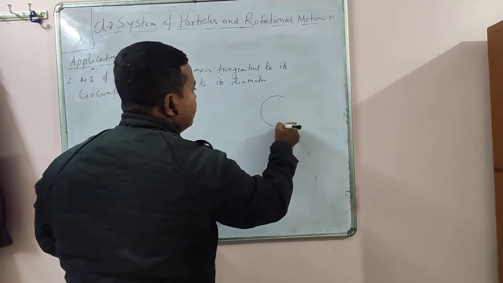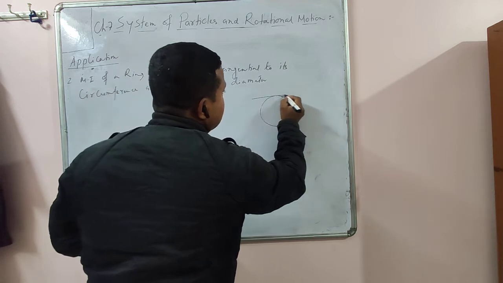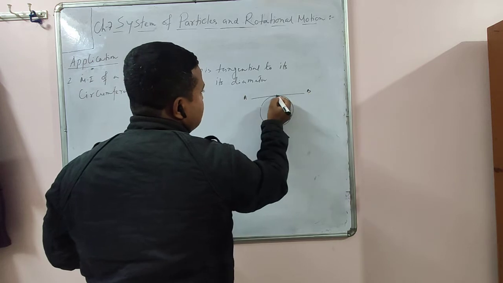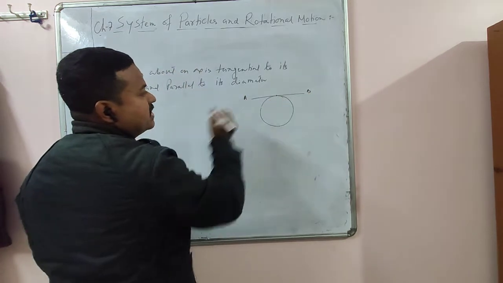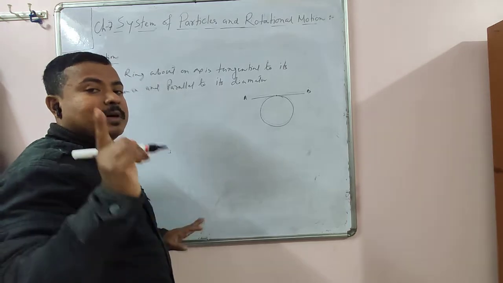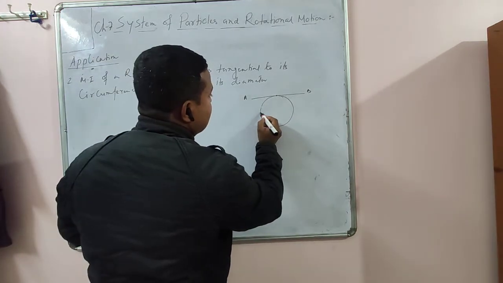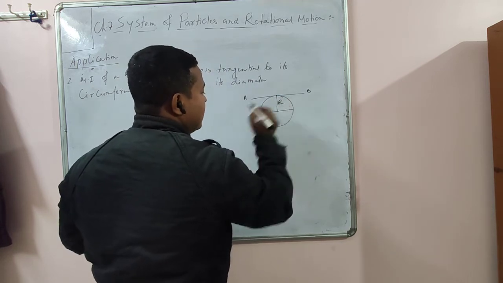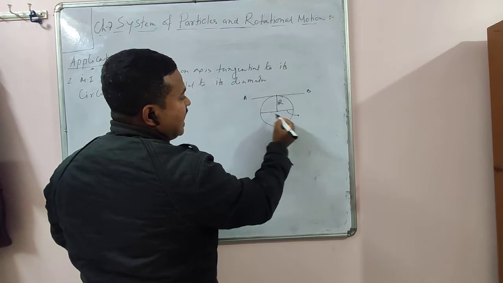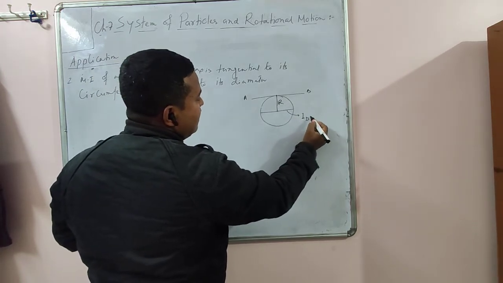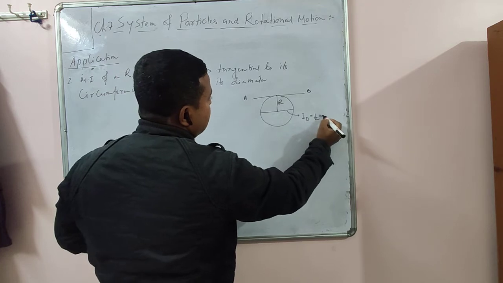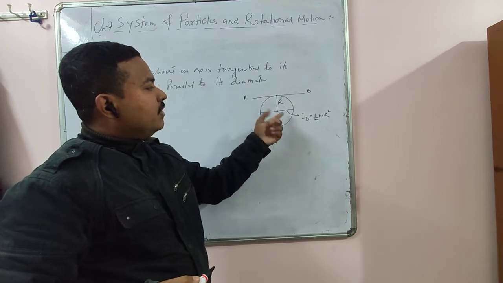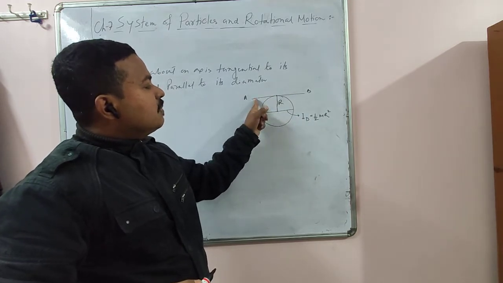Now this is the ring, suppose, and the axis is like that. This is the axis, tangential to the circumference, suppose axis AB. You want to find the moment of inertia about this axis. This axis is not passing through the center, so we will apply the parallel axis theorem. This is the diameter, and the distance between them is the radius r. About this diameter, I have already given the formula: Id is equal to half mr square. Now I am going to apply the parallel axis theorem, because this axis is parallel to the axis passing through the center.